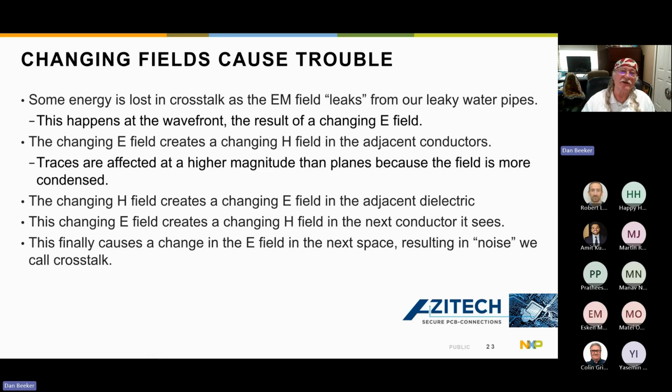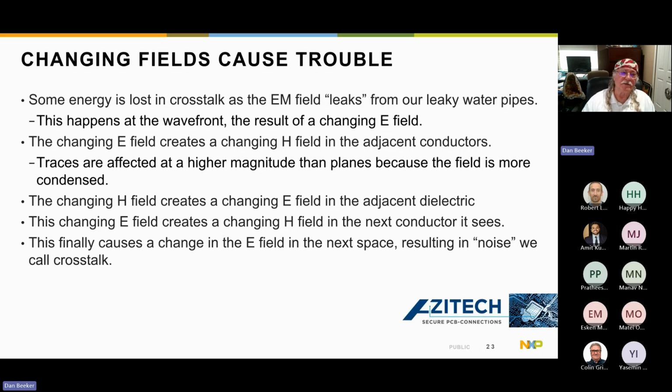So that changing electric field will find another conductor and cause a changing magnetic field in the next conductor, and then cause a changing electric field in that next dielectric. So you have energy that's leaking at the wavefronts, basically because it's walking through the board. And this is what crosstalk is all about. And it's always going to happen.